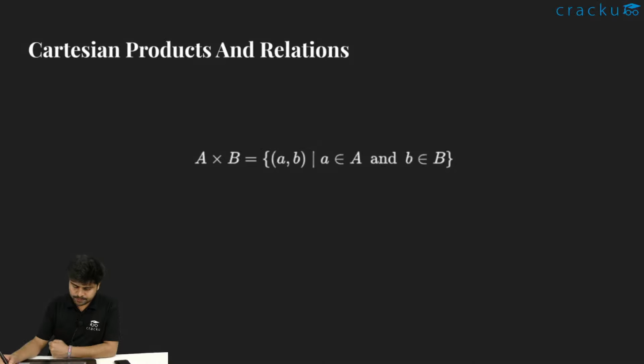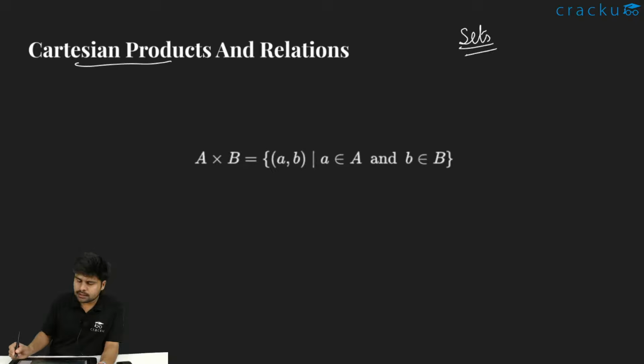Let's move ahead. So talking about functions, let's start with Cartesian products. So consider sets. We all know what sets are. Sets are a group of objects, a collection of elements that is well defined. So the elements must be well defined, and that is referred to as a set.